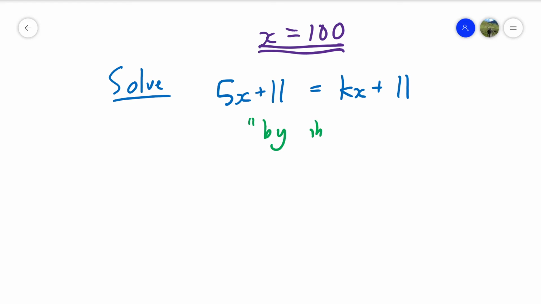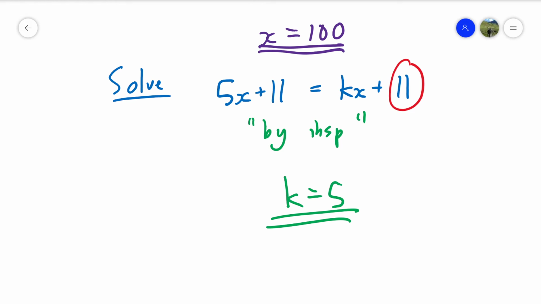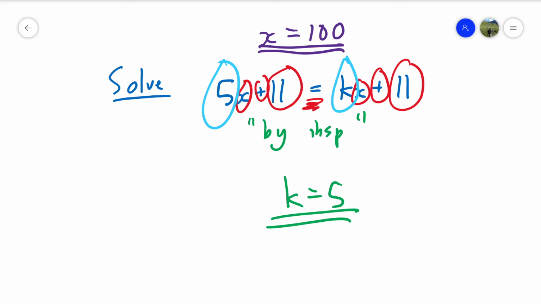By inspection, k equals 5. Not sure why. Let's just look at it. Oh, look, we've got an equals sign. So we've just got to compare what's on the right and the left. There's an 11, there's a plus, there's an x. There's only one thing remaining. That thing has to be the same thing, otherwise the equal sign isn't true. Therefore, k equals 5.